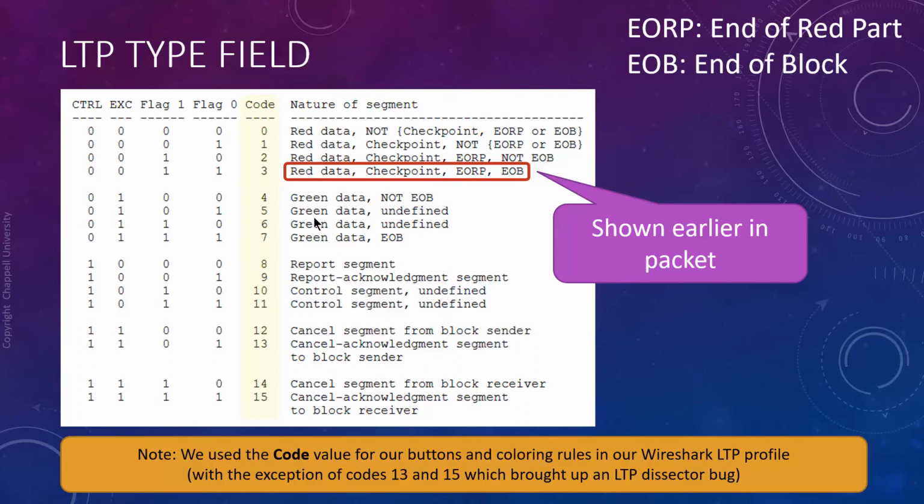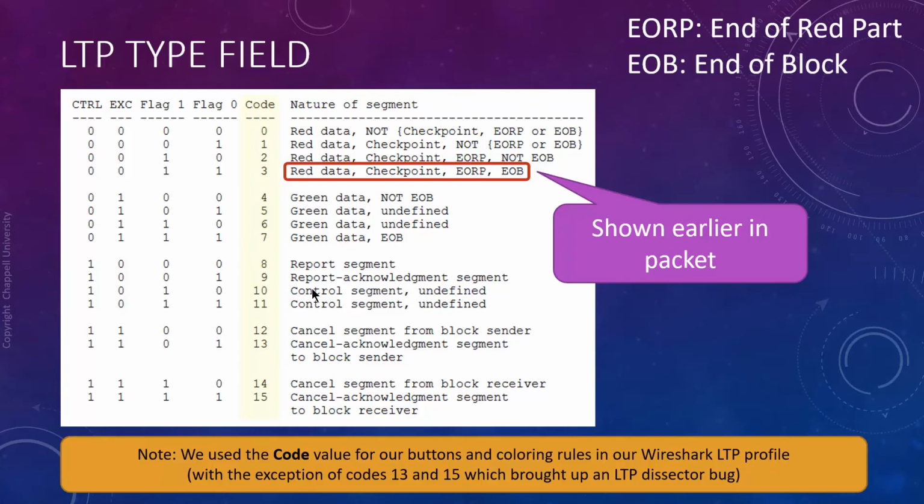Then we have green data, not end of block, and green data, end of block. There's our report segment, which is number 8. Report acknowledgement segments are 9. These ones I don't have any examples of, the control segment stuff. We do have the ability to cancel communications. Either the sender can cancel the sending of a block, or the receiver can do that.